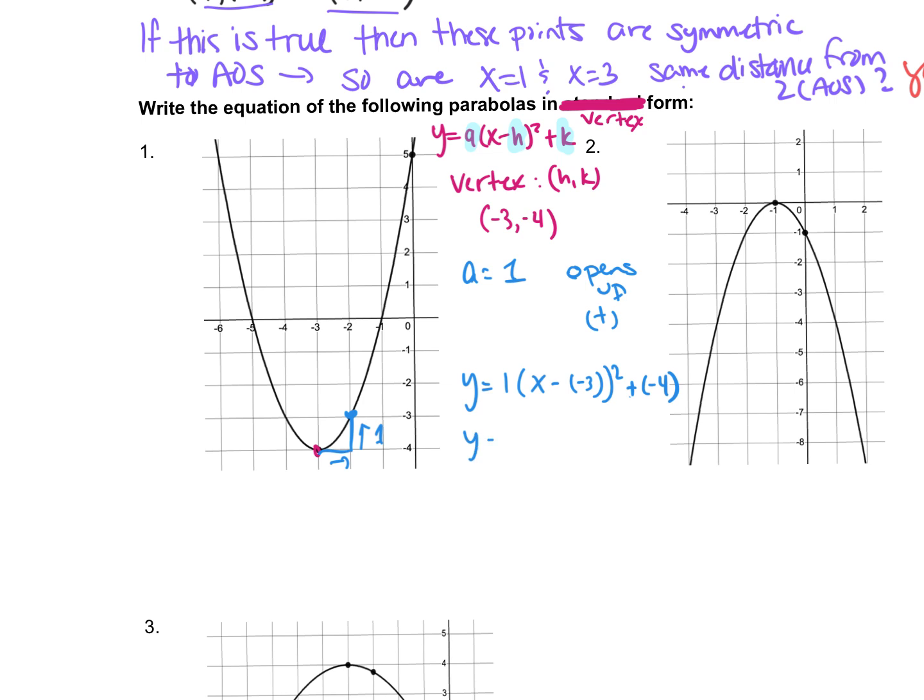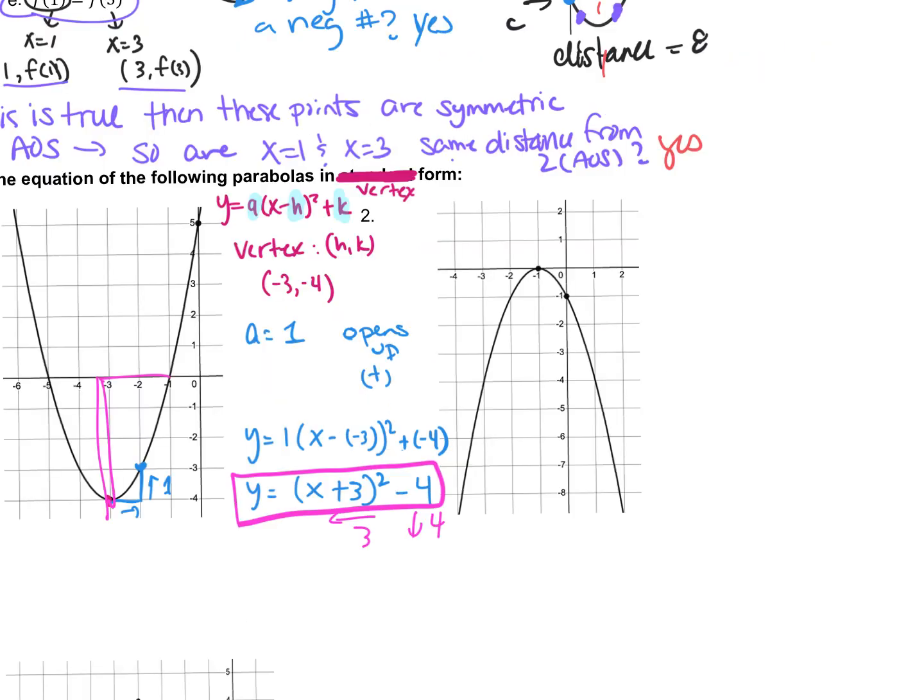So again, we're going to do y equals, the 1 goes away, it's understood. Okay, the minus and negative becomes a plus 3, and then plus and minus will be a minus 4. There's your vertex form. Also, what's helpful, by looking at just the equation, I went to the left 3 and down 4.